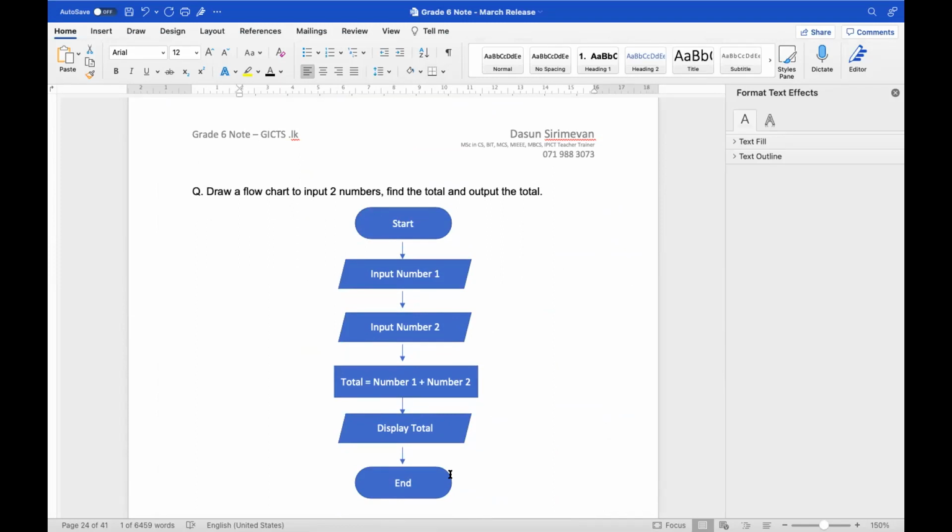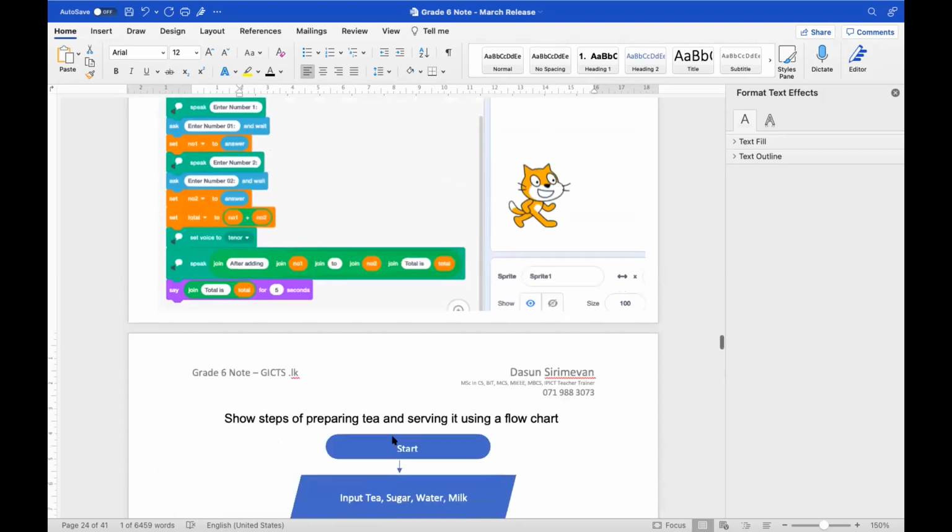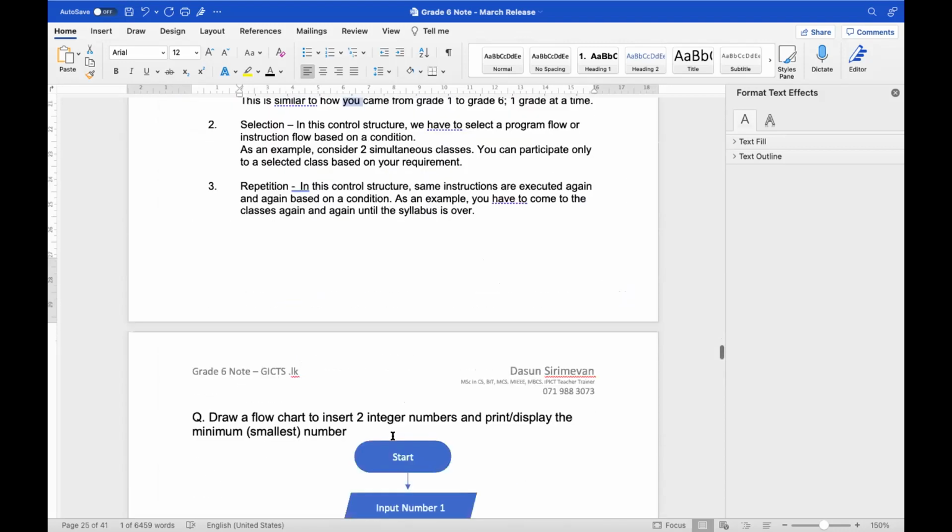Excuse me, sir. I was writing the last part. Can you show that, I'll take a screenshot? This is sequence. I'll give you a chance, don't worry. First of all, please listen to the lesson, then I'll give time to write down. So this is again sequence. Sequence means all the instructions are executed one after another. This is also sequence.